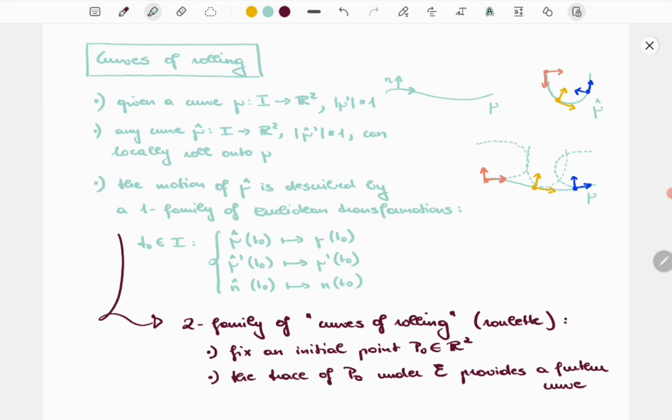So let's recall what the ingredients were for the curves case here. We started with a fixed curve gamma, and required that the curve gamma is parameterized by arc length, then we had one curve gamma hat which was rolled onto gamma with the same arc length. And then we obtained a one-parameter family of Euclidean transformations, and for any initial point P0, we obtained as a trace further curves in the plane.